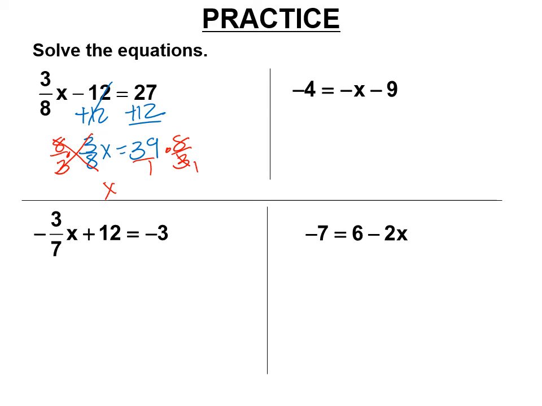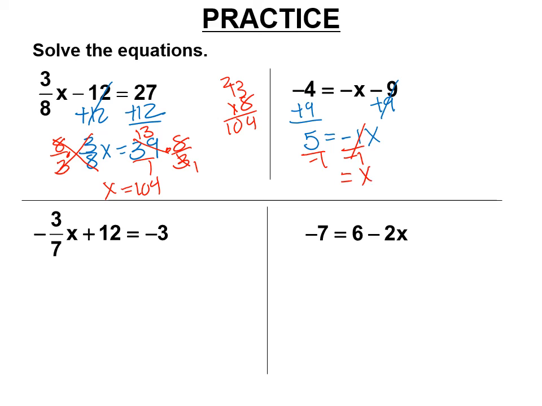Yes, 3 goes into 39 13 times, so 13 times 8. 3 times 8 is 24, and so x equals 104. Right, the coefficient is negative 1 there, so I'm writing it in. So the answer is not 5. The answer is negative 5, also known as the solution. When you solve, you find a solution.